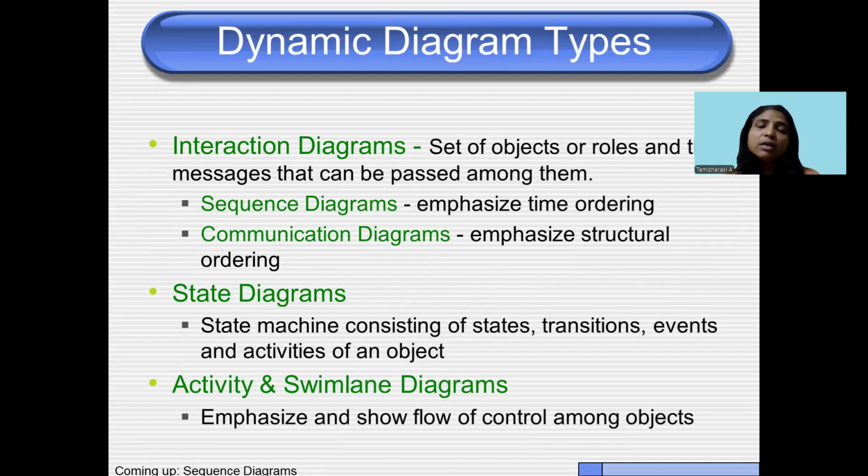Among the UML diagrams, in the interaction diagrams we have the sequence diagram and the communication diagram. Apart from this, we have the state diagram and the activity and swim lane diagrams. All these diagrams tell you the behavior of the system, which we call behavioral modeling. In this video lecture, we will see how to draw a sequence diagram.